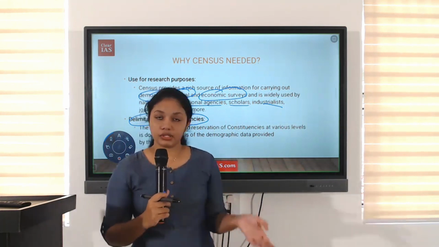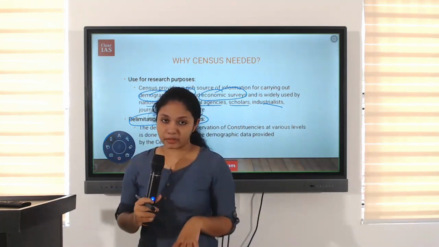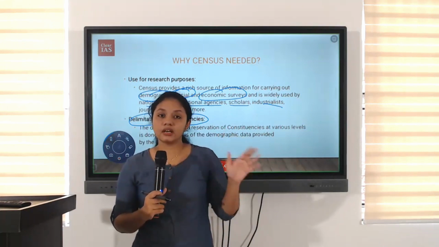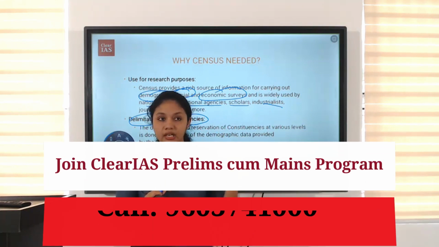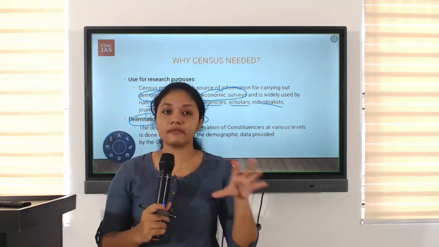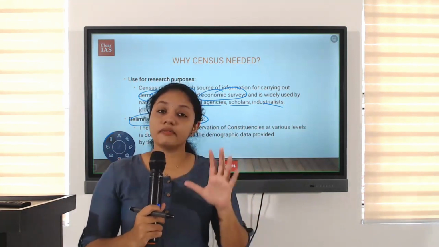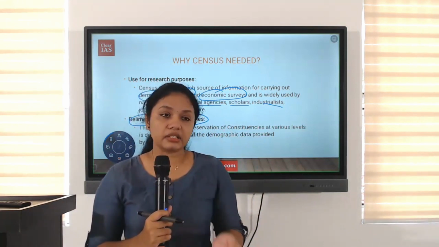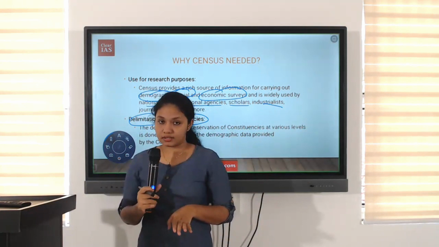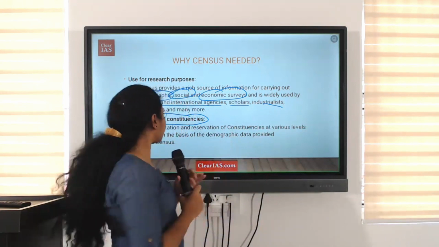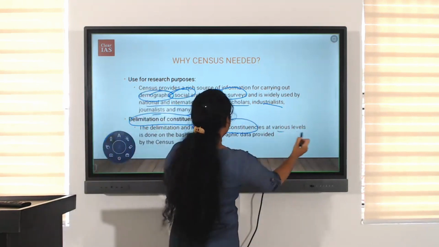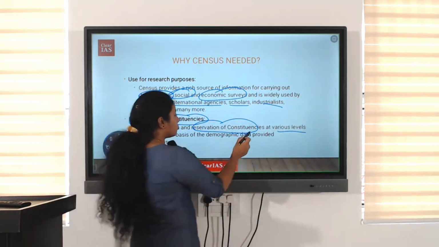Now only four delimitation commissions have been constituted, but still we use this data, meaning we get data of the population, right? We use this data for delimitation, which is responsible for dividing the country into different states, and within the states into different constituencies. This is helpful in the case of elections, right? So, delimitation and reservation of constituencies at various levels is done based on the demographic data.